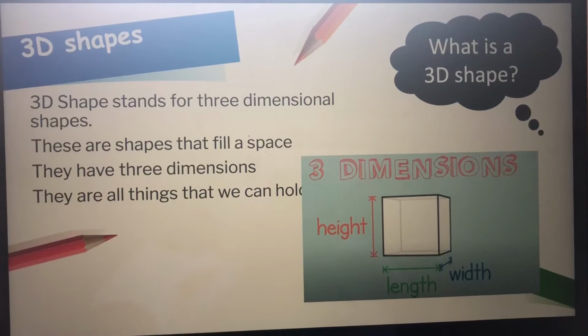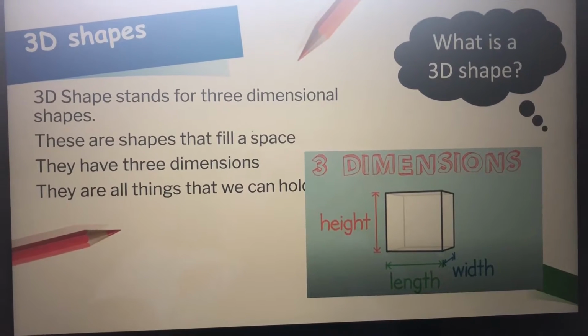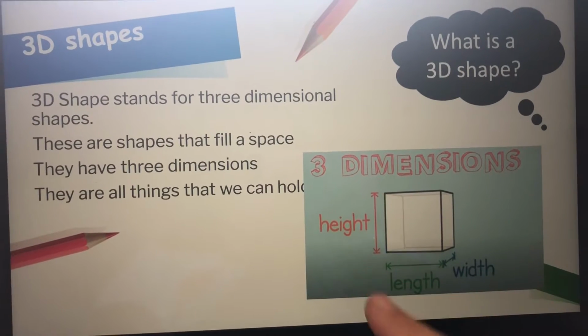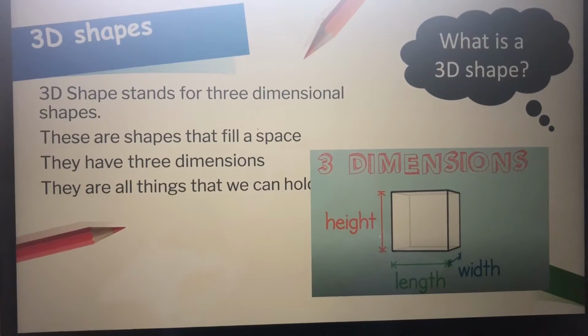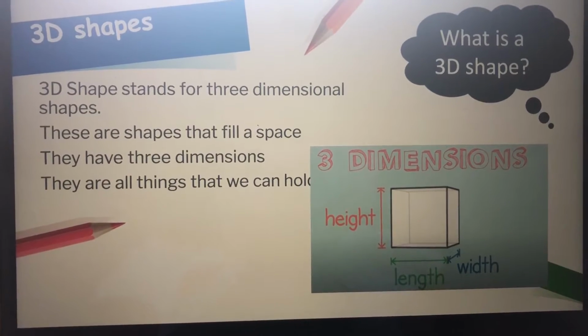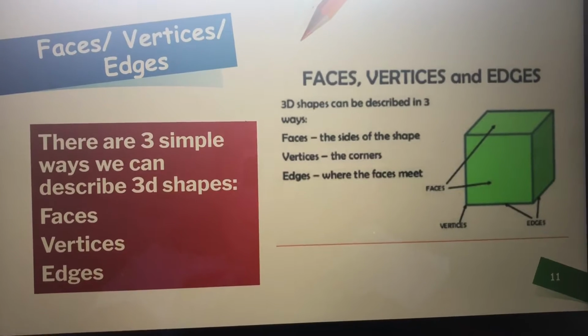Right, P3, you know we've been talking about 3D shapes. They have 3 dimensions, which is height, length, and width. So we're looking at this cube, and 3D just means a shape that can fill up the space. They have vertices, faces, and edges.